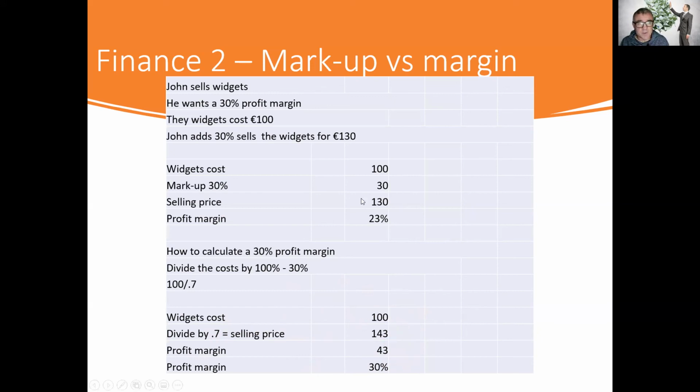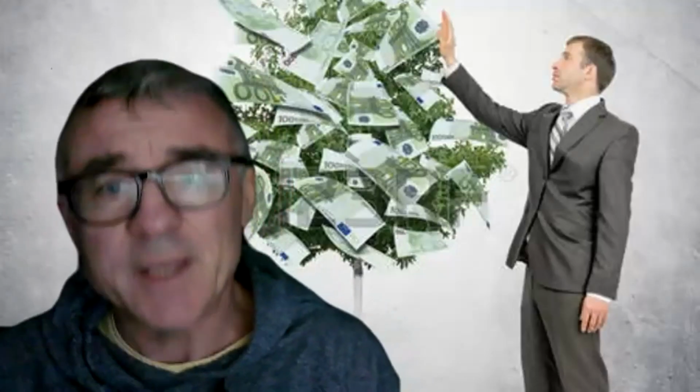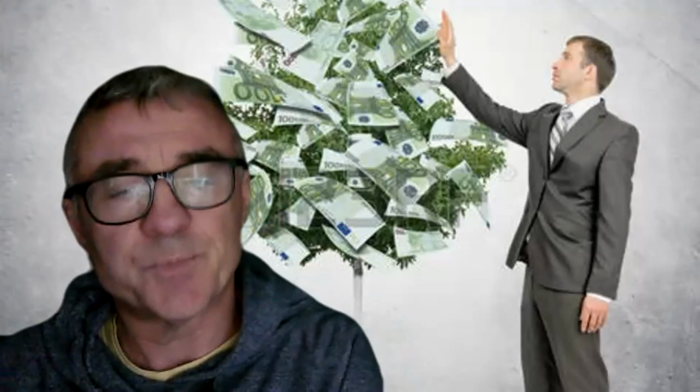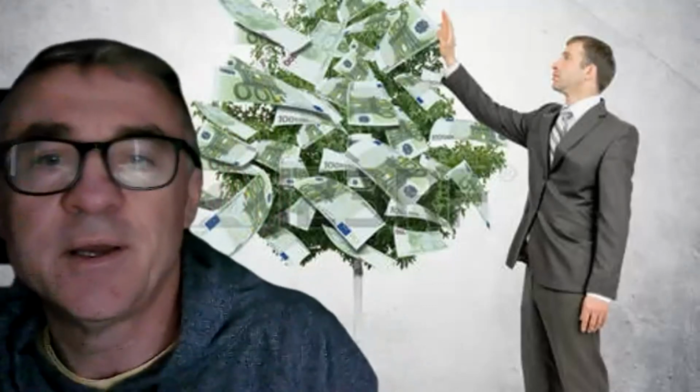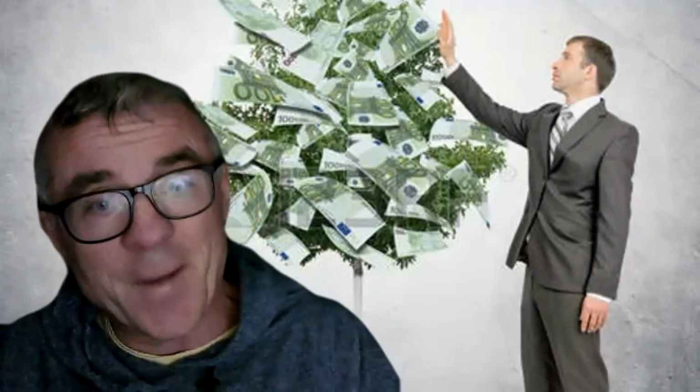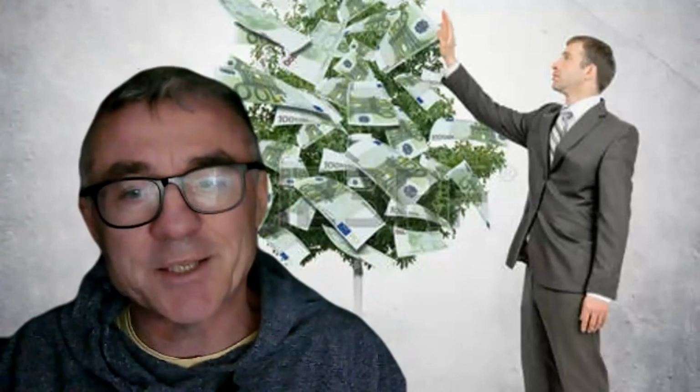What's really important here is that John's selling price has gone from 130 to 143. His profit has gone from 30 to 43. He's getting a lot more profit on every single sale. That's actually a 43% increase in his profits, which is very significant, just by calculating a 30% margin versus a 30% markup. Lots more profit, which is good.